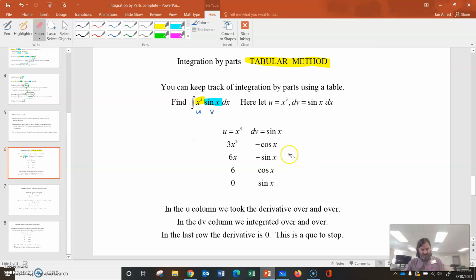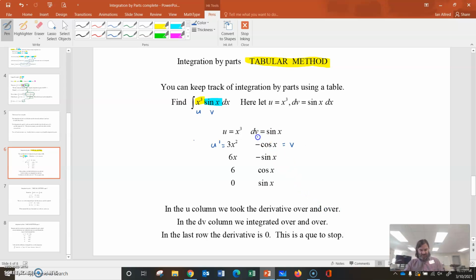And if we look at what we got here for a single integration by parts form, the top one is u, that's the x cubed, and the dv was the sine of x. Well, if u was x cubed, then the next row under it is the u prime, the 3x squared. And if the top one is dv, the next row under it is v, the integral of that.